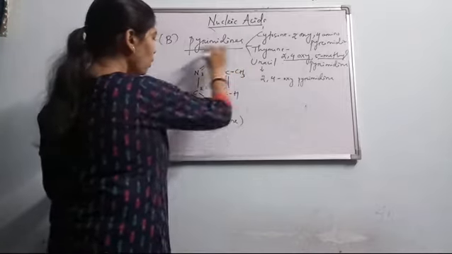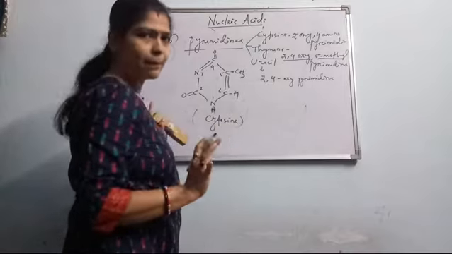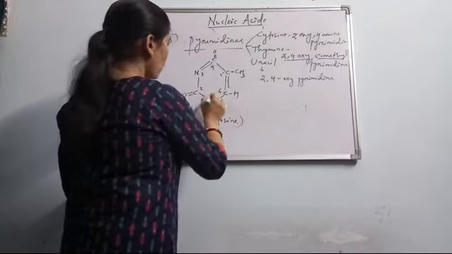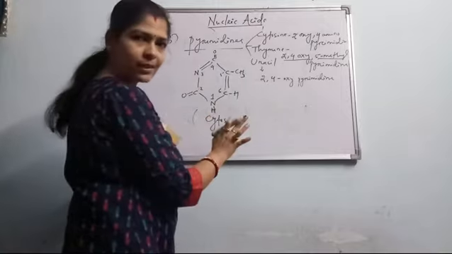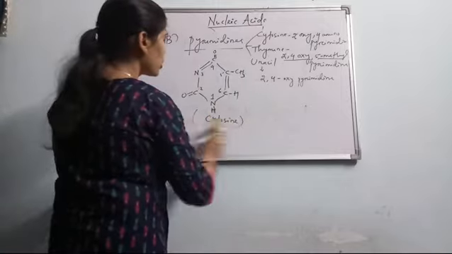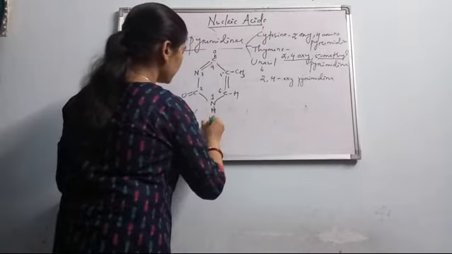Okay, so now all other structures are stabilized. This is number 1. 1, 2, 3, 4, 5, 6. All these positions are packed. All the valencies are packed. So now this structure changes into thymine.